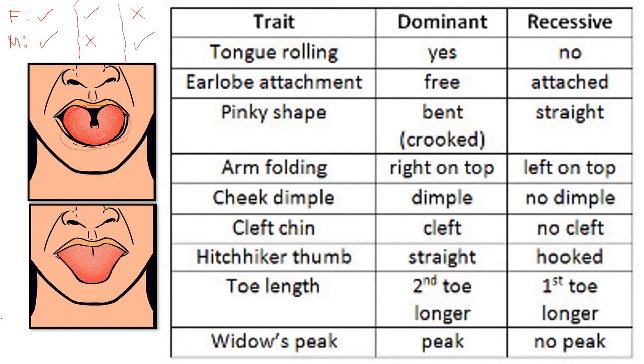However, in your recessive case, if the father cannot roll his tongue and the mother also cannot roll her tongue, then there's a chance that you cannot roll your tongue as well. Okay?